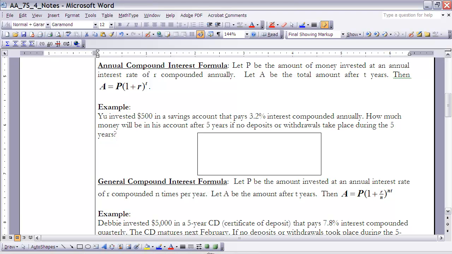Okay, this is a section on compound interest, and there are two formulas that we're going to look at: the annual compound interest formula and also the general compound interest formula. You'll need to know both of these formulas. First of all, the annual compound interest formula is the more basic of the two. It says if we let P be the amount of money invested at an annual interest rate of R compounded annually, and let A be the total amount after T years, then A is equal to P times (1 plus R) raised to the T.